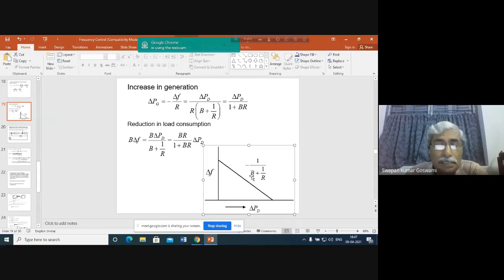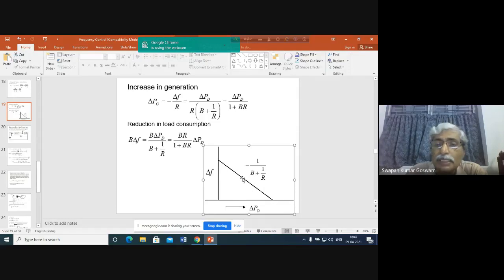If the value of B is not changed, if the value of R is not changed, R you cannot change because it is the governor regulation. It is the design parameter, you cannot change. B obviously will depend upon the composition of the load. If we assume that composition of the system load remains same, then obviously B also will remain same. Then it means that in order to maintain the same frequency at an increased demand, say here, if this has to be the operating point, then this operating point must lie on this characteristics.